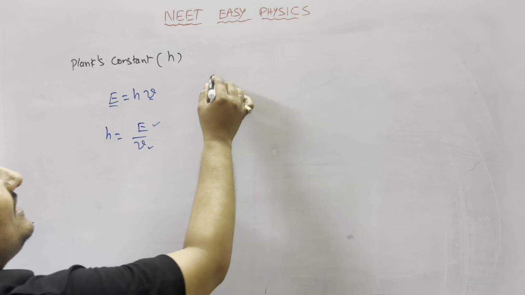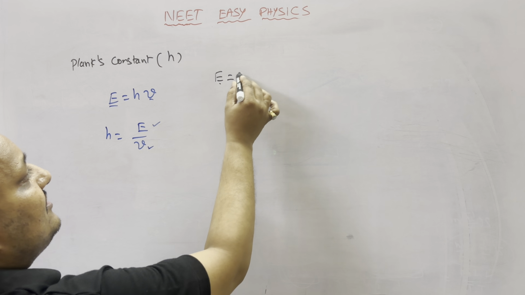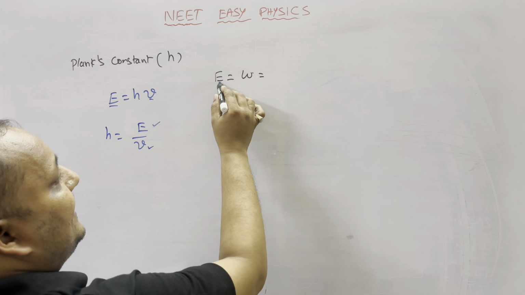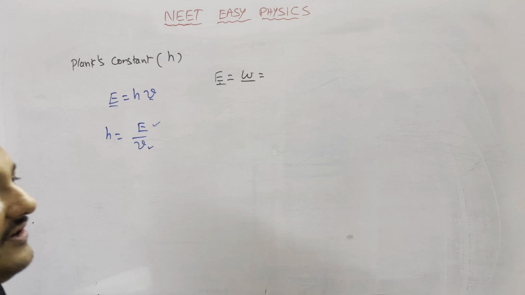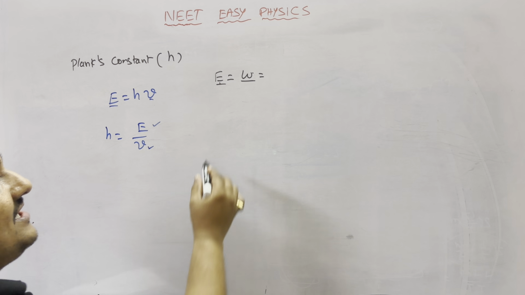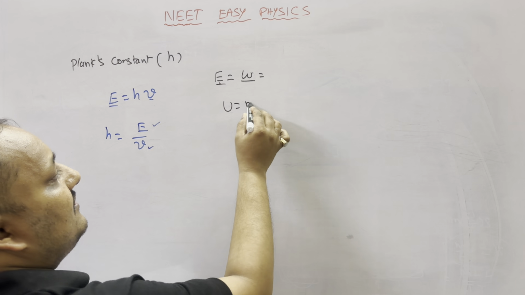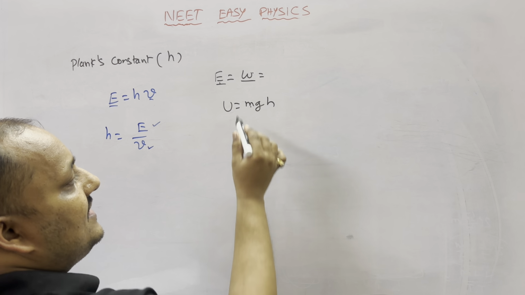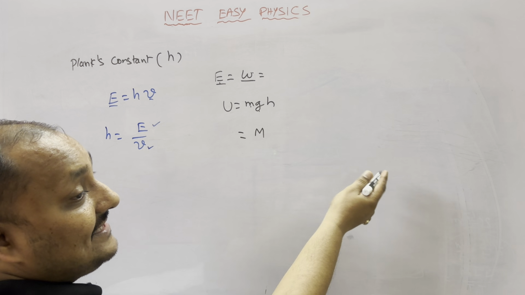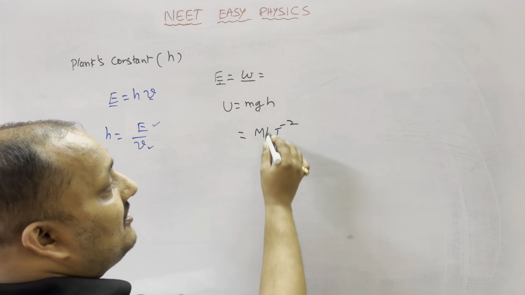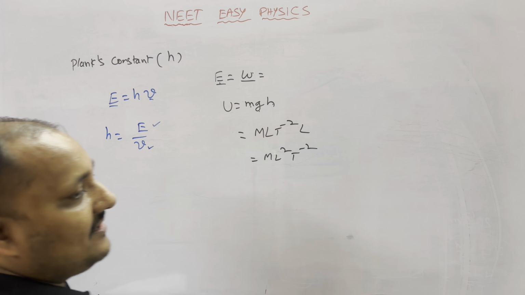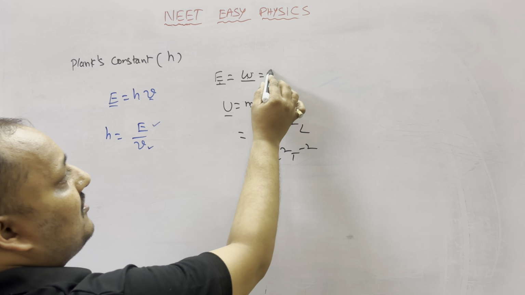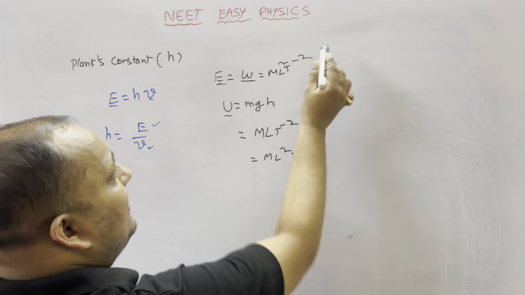All energies, we get from work done, kinetic energy, potential energy and so on. Therefore, the work done and energy dimension formulas are the same. You know potential energy very well: U is equal to mgh. What is m? Mass. g is acceleration due to gravity, L t power minus 2. h is L. Therefore, m L square t power minus 2. So potential energy and work done are m L square t power minus 2.